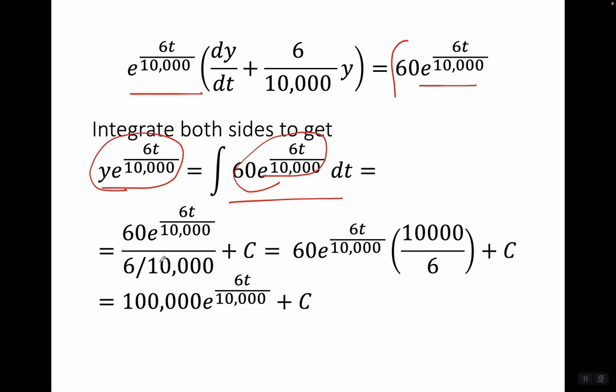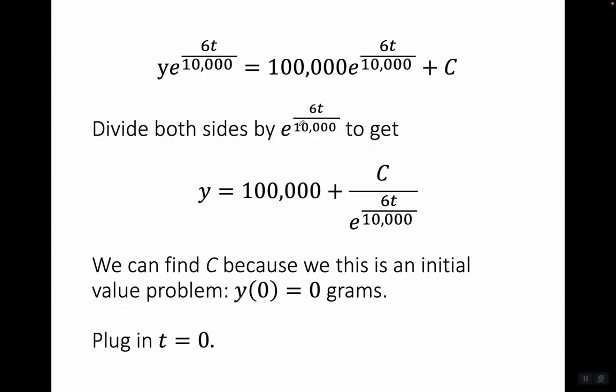Dividing by 6 over 10,000 is the same thing as multiplying by 10,000 over 6. We do a little bit of cancellation. The 60 and the 6 cancel somewhat, and we're left with 100,000 e to the 6t over 10,000 plus c. That's our solution. So this is the left side, that's the right side. We want y all by itself, so we divide both sides by e to the 6t over 10,000. We end up with y equals 100,000, because this cancels with the e to the 6t over 10,000 we divided both sides by, plus c over e to the 6t over 10,000.